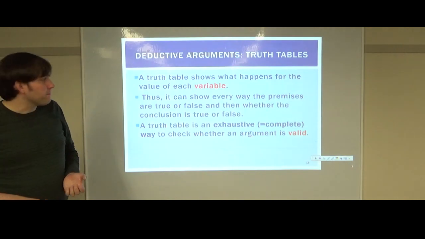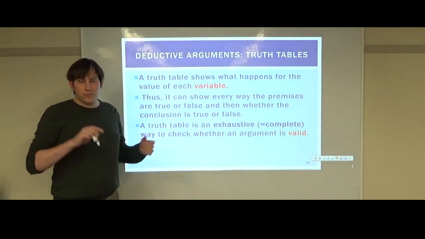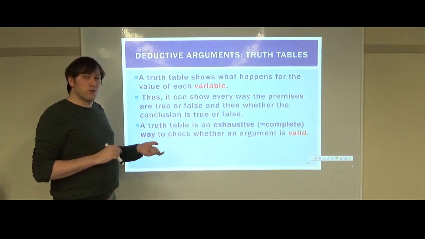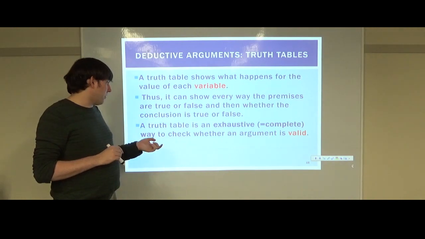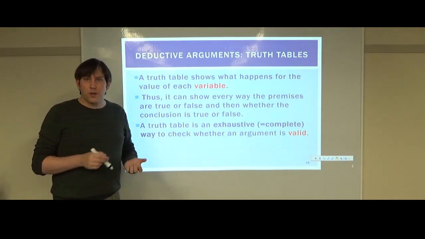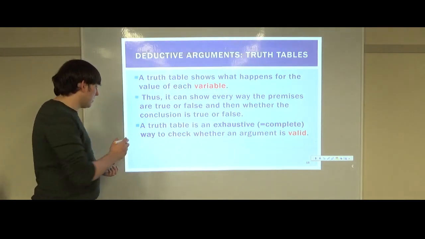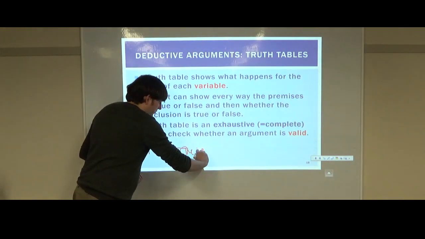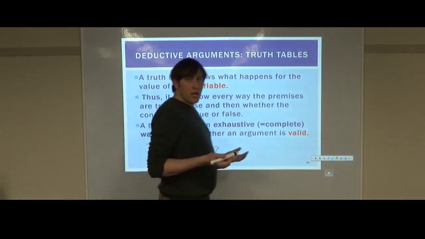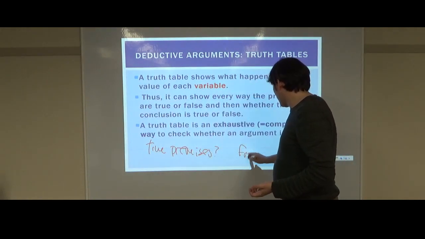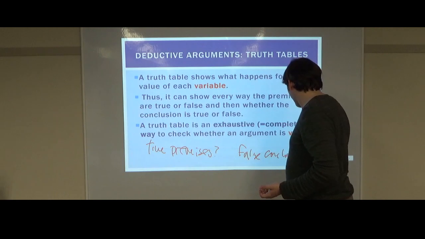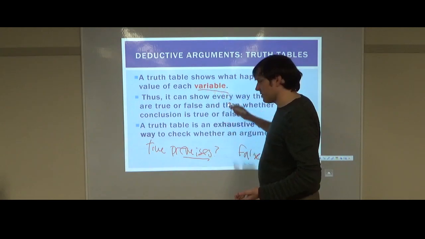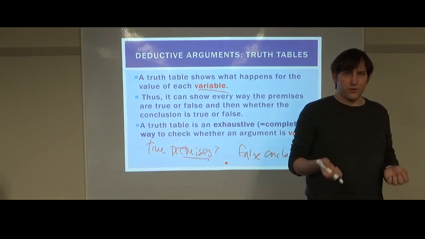And when we do that, what happens is we look at every possibility for every variable, and it can show every way the premises are true and false, and whether the conclusion is true or false. And through this, we can see whether we have a valid argument. So basically we can see when we have true premises, can we end up with a false conclusion. So again, this is about premises, not variables. And then about the conclusion, whether it's true or false.